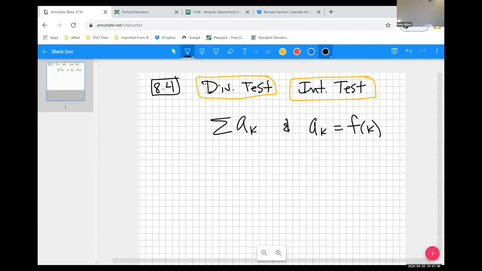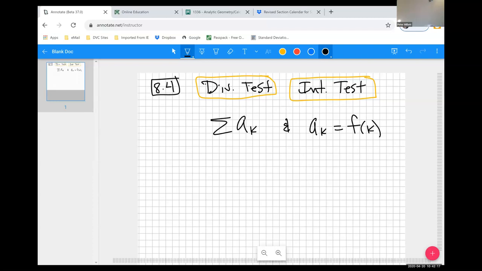Even though we're only plugging in integer values into k, k is possibly a zero or a one and then going up from there. If the formula they use to give you what a sub k is a continuous positive function, well then you could consider the convergence or the divergence of the series directly connected to what the improper integral would be.